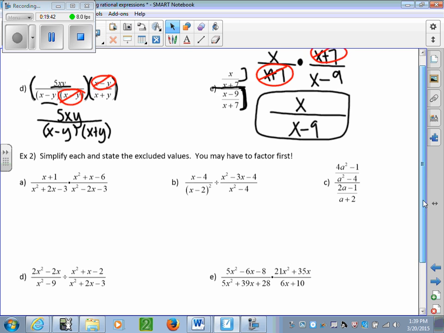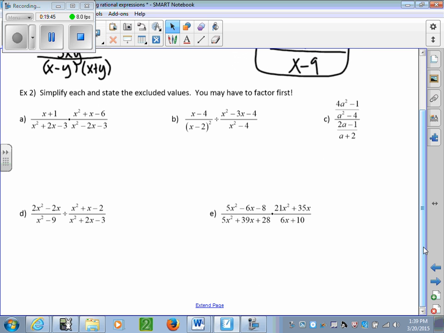Okay, let's go to this last piece. Simplify and then state the excluded values. Okay, we're going to do just a few of these. So let's do B first. So B, I'm dividing. So to change it to a multiplication, because I want to be able to cancel out anything I can before I look at my excluded values, I'm going to flip the fraction here, change this to multiplication.